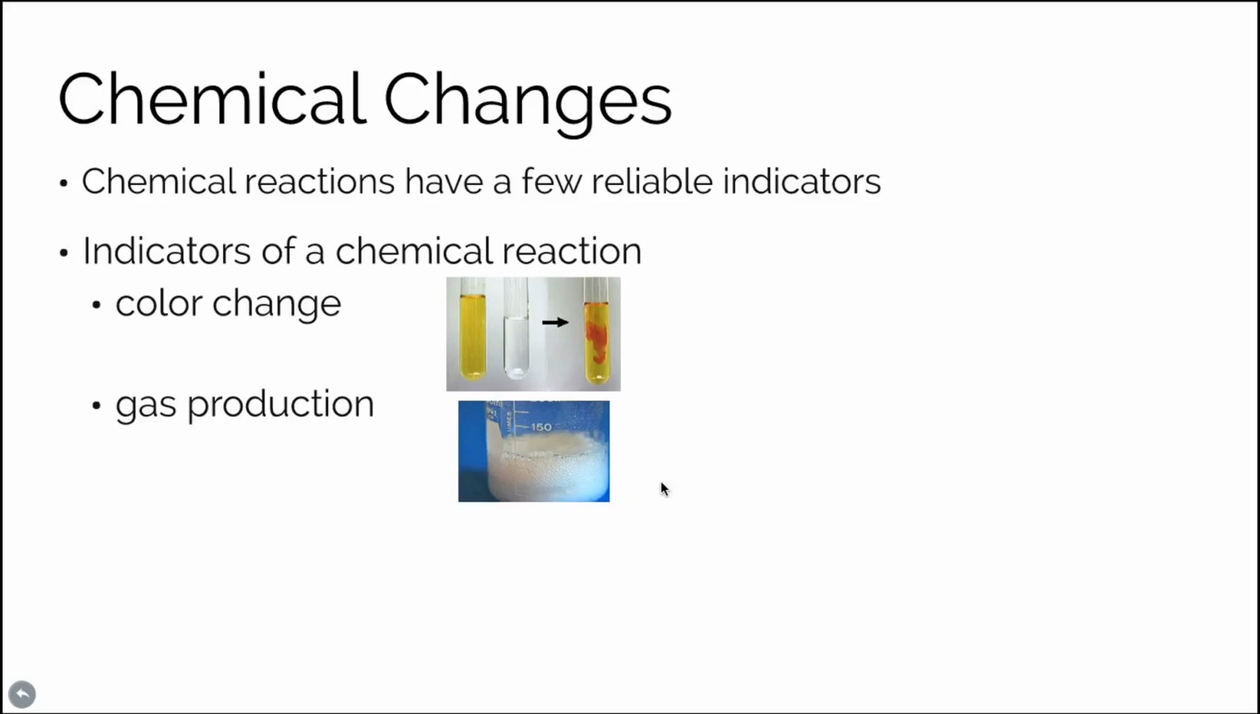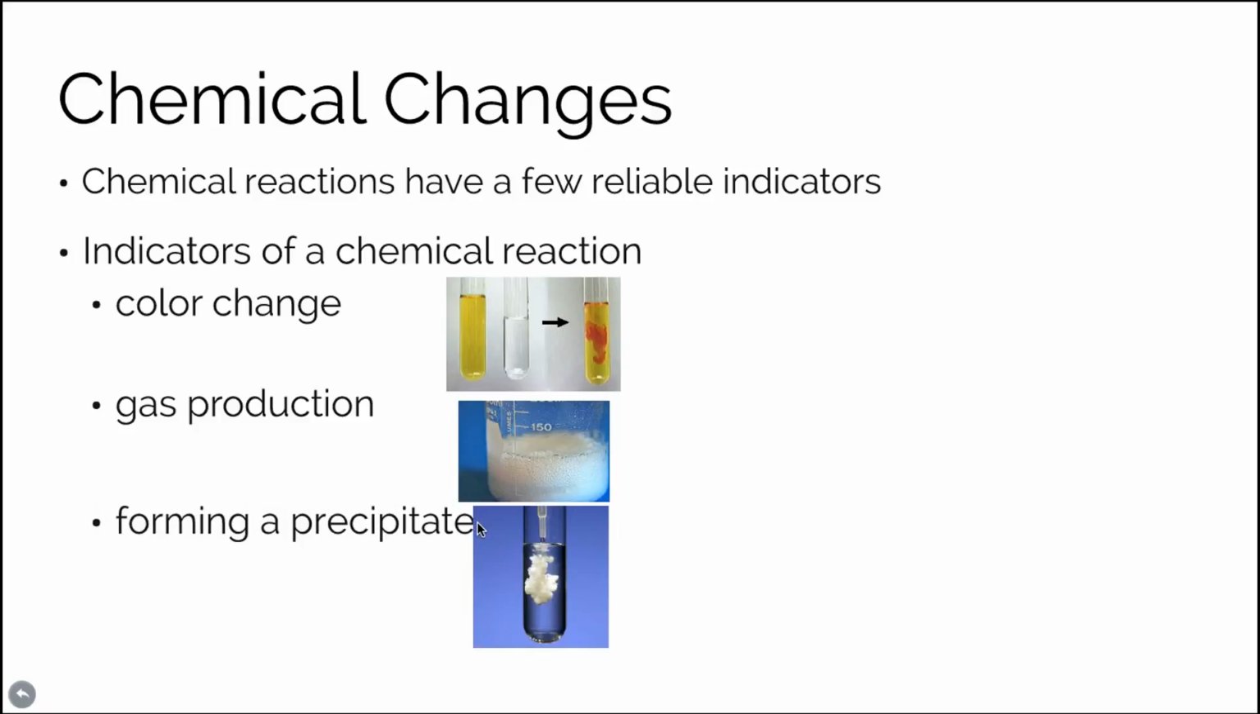Next, we can have the production of a gas. If you ever mixed baking soda with vinegar, this is the classic paper mache experiment, it gets really foamy. The reason why it gets so foamy is because you're creating a lot of gas in that chemical reaction.